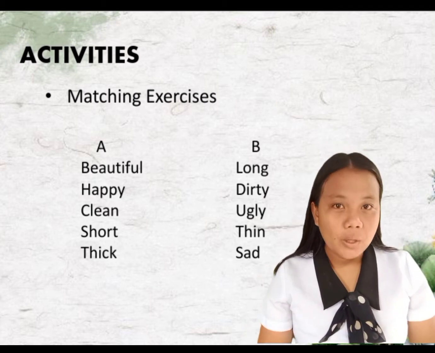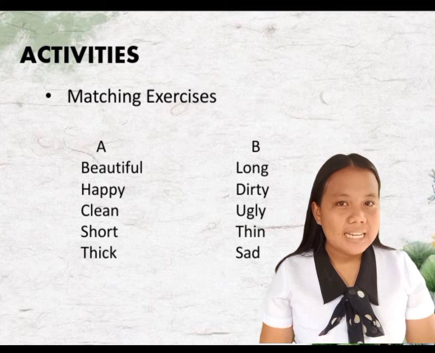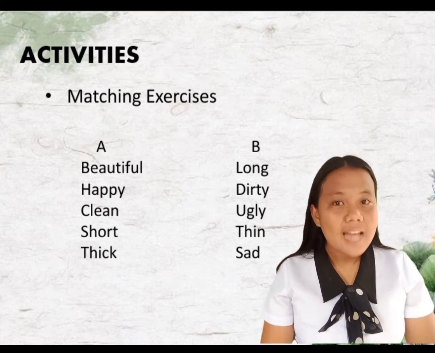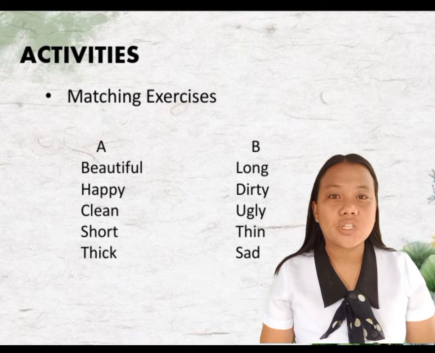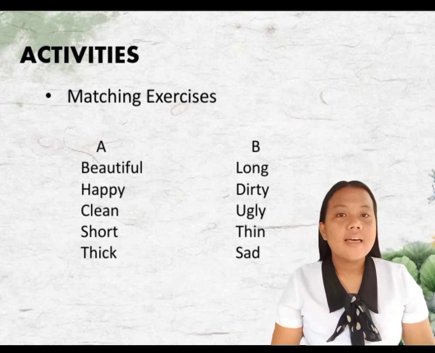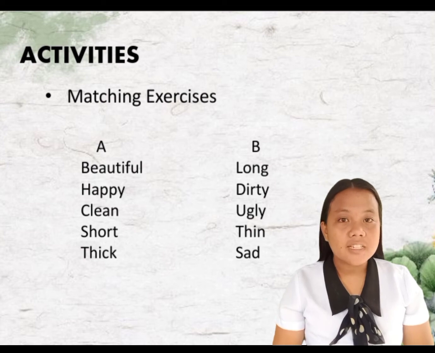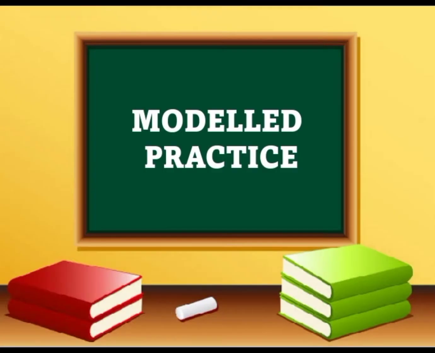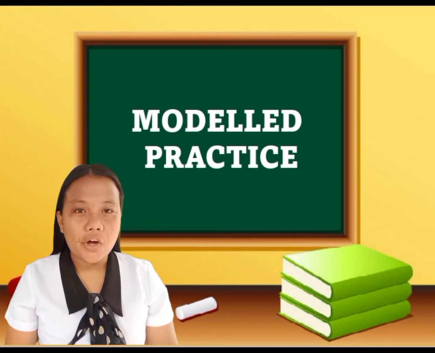So the beautiful is matched with ugly. Happy is matched with sad. Then clean is matched with dirty. Short is matched with long. Then thin is matched with thick. So now, let's talk about modeled practice.